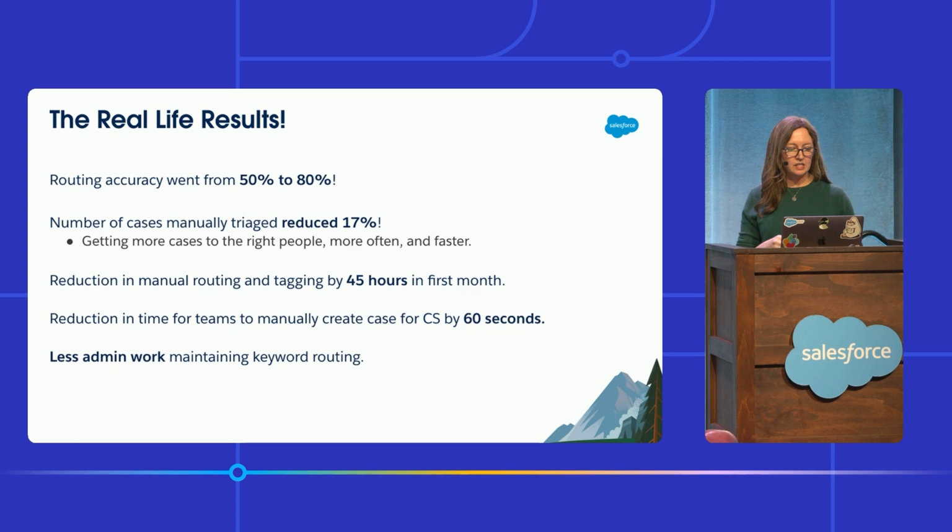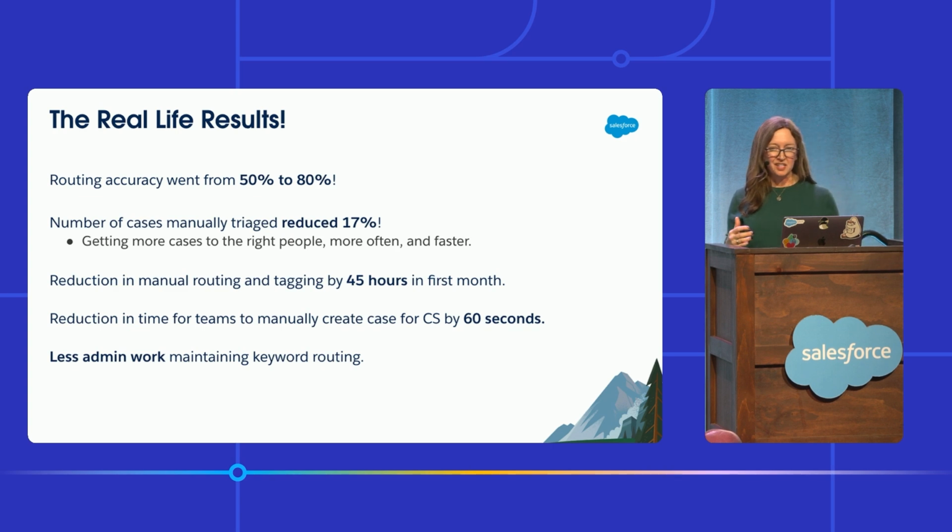The number of cases that were being manually triaged went down 17%. So we were getting more cases to the right people more often and faster, which was pretty cool. We also saw, as far as hours, the reduction in manual routing and tagging the type and subtype was 45 hours saved in the first month alone. And the reduction in time for teams to manually create a case for CS went from over a minute to just a couple seconds, basically as long as it took them to write out the subject and description.